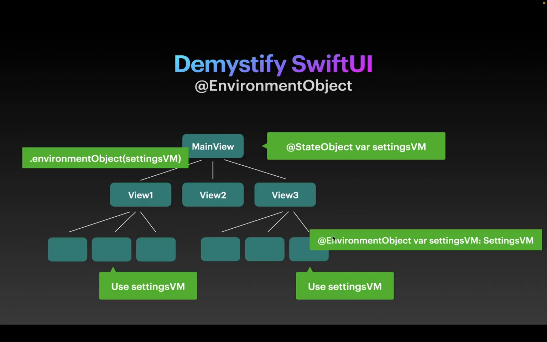When you want to use that, just do this, and SwiftUI is going to grab that data and put it into that view. You don't have to modify anything in all the views in between. And this is actually similar to dependency injection, if you know what that is, right?